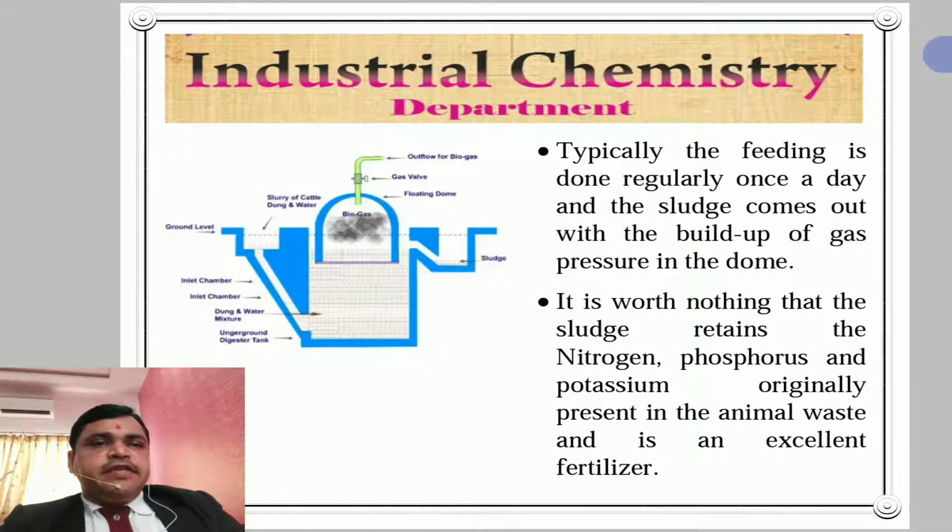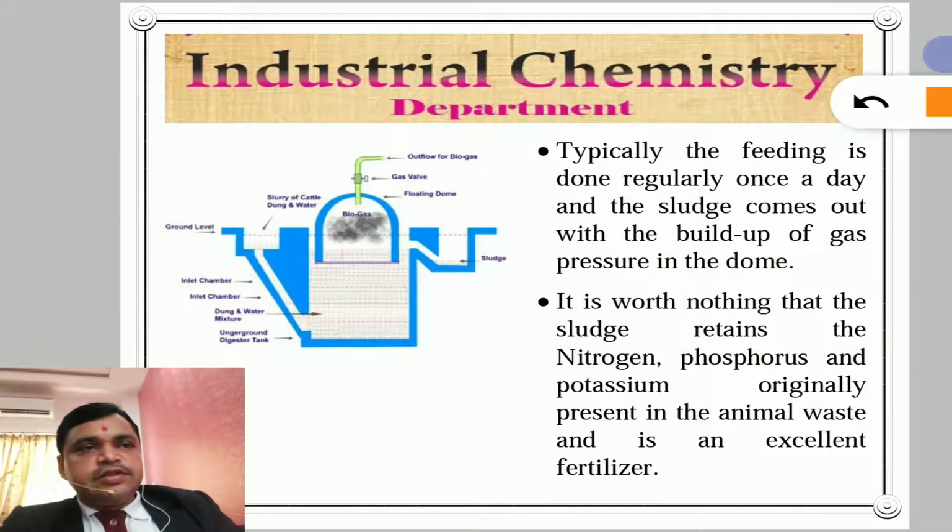Typically the feeding is done regularly once a day. The sludge comes out with the buildup of gas pressure in the dome. When gas is produced and the gas pressure builds up, the dome moves up and down, and the inlet valve for the gas is here. I show in the figure, the inlet valve for gas is arranged here.